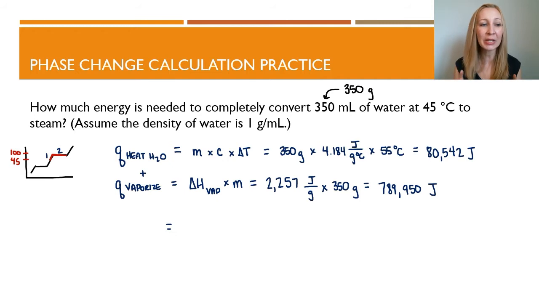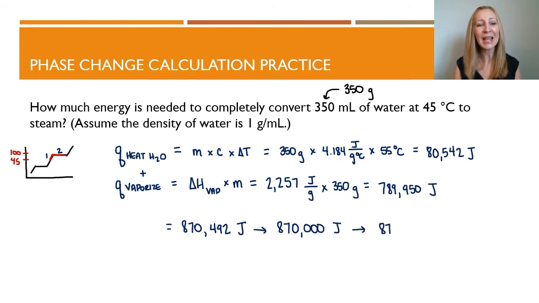Now what I'm going to do here is I'm going to add those two energies together. When I add them together, I get 870,492 joules. I'm going to convert this to two significant figures here. I get 870,000 joules, and then I'm going to convert it to kilojoules just because 870,000 is a pretty big number. So I get 870 kilojoules of energy it takes to completely convert this amount of water at 45 degrees Celsius all the way to steam.